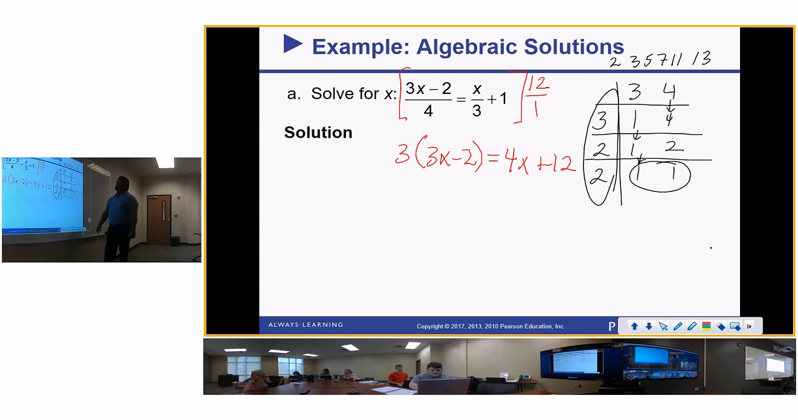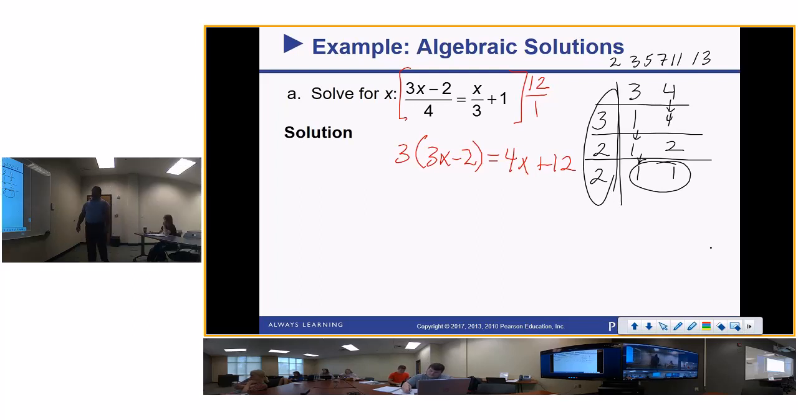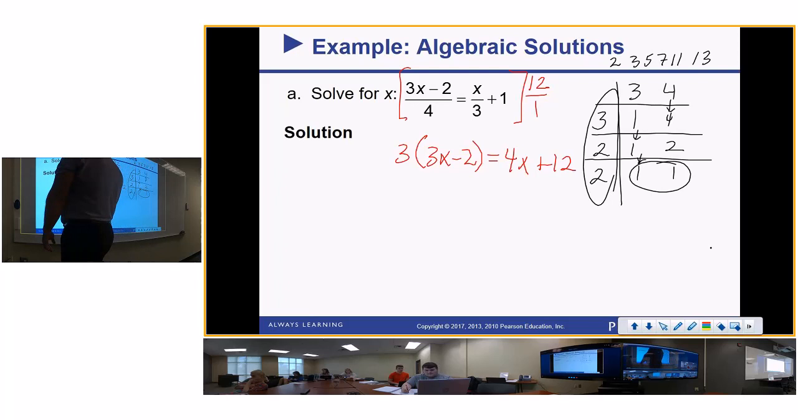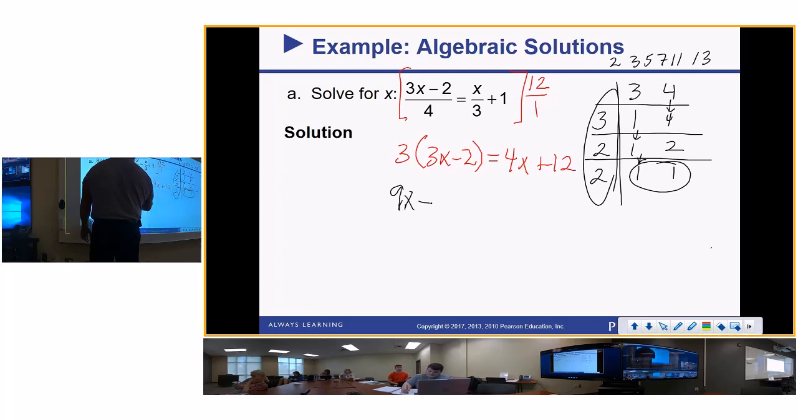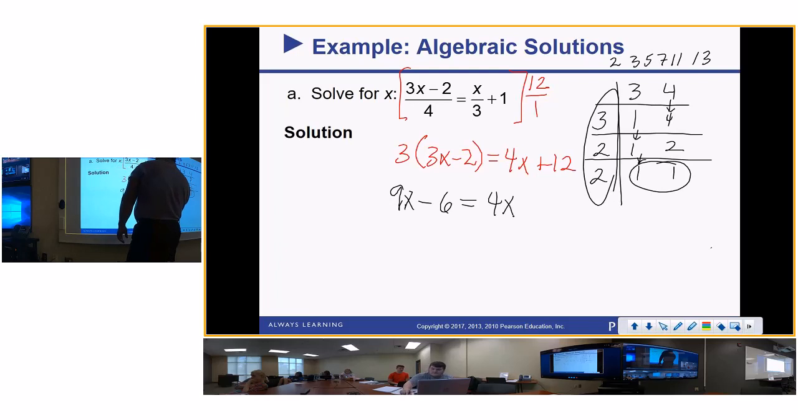Anybody want to take a guess? They don't multiply the 1 by 12. That's the most common mistake. So, in other words, they say 3 times (3x minus 2) is equal to 4x plus 1. That's the most common mistake. And 9x minus 6 is equal to 4x plus 12.